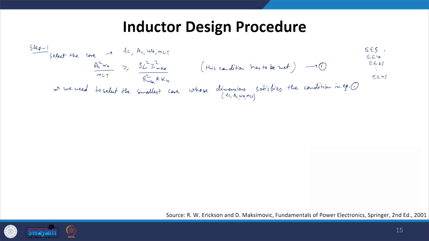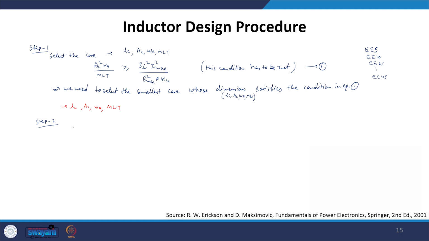For example, let us say we have selected the E5 and we saw that this condition is not met. Then we go ahead and select the E10, and then we will see if this condition is met or not. If this condition is not met, then we will go and see the E25 core, and if this E25 core condition is met, we will select that E25 core, and that will give us things like our Lc, Ac, window area and mean length per turn. And once we know these particular things, we will then move ahead and calculate our number of turns.